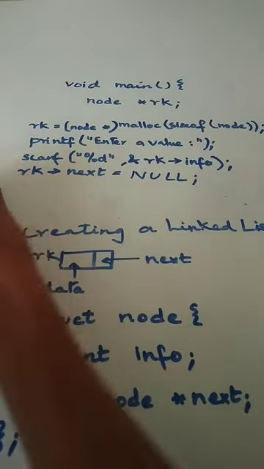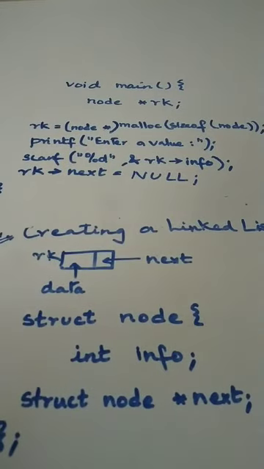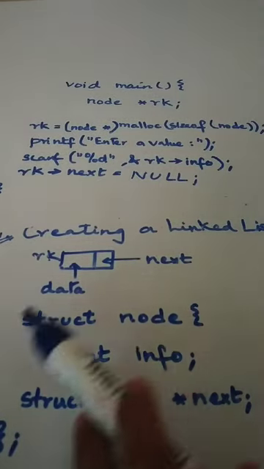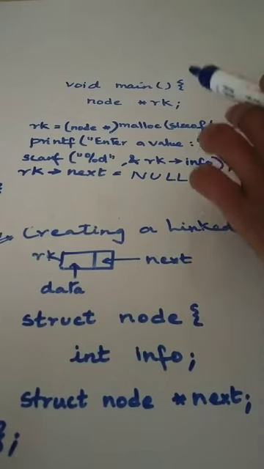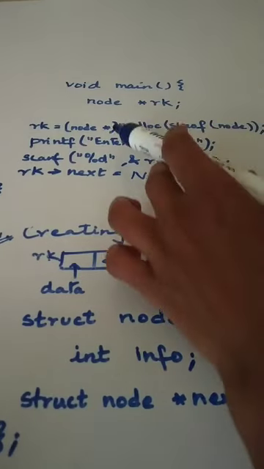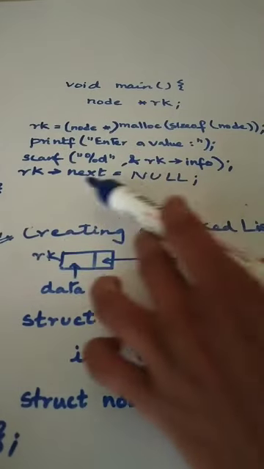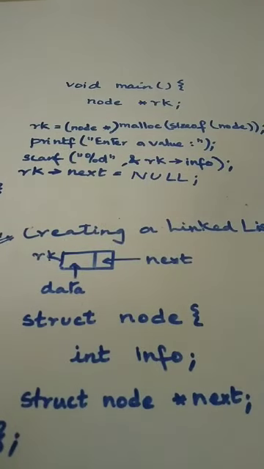So in this example, we have seen successfully creating a node by first declaring a structure of how our node should be, and once we've allocated memory and created the node, we take input for the node and then we let it point to null since it is the only node present at the moment.